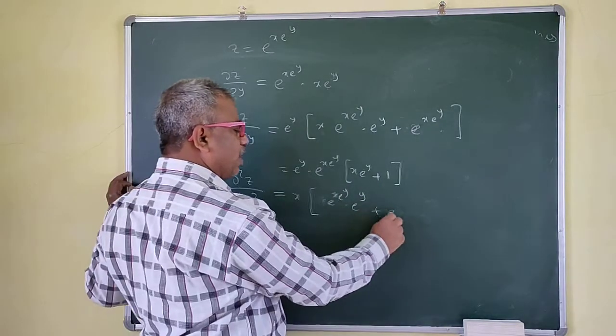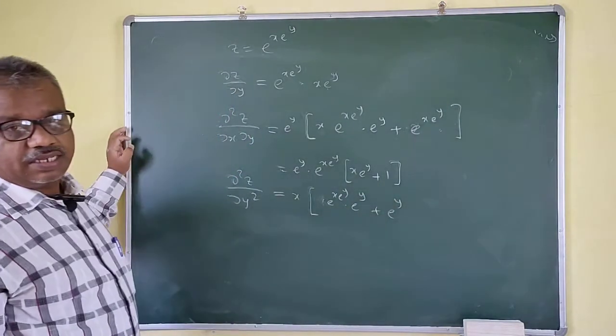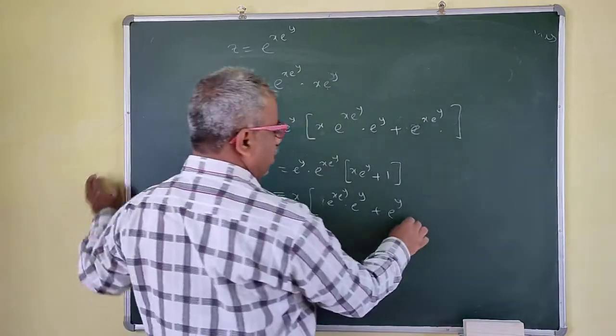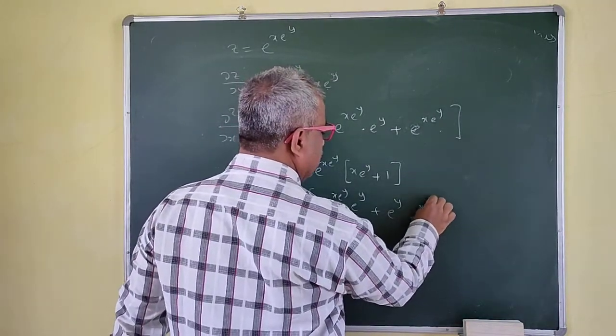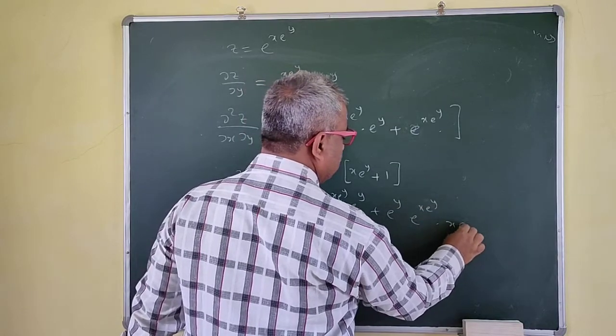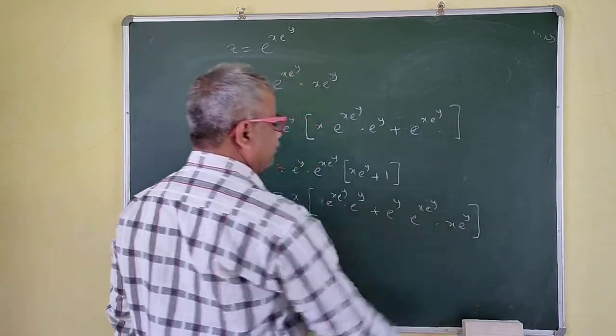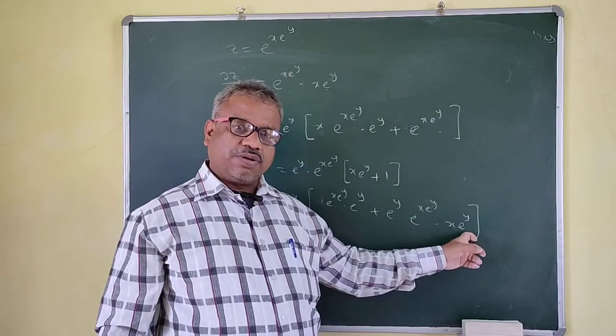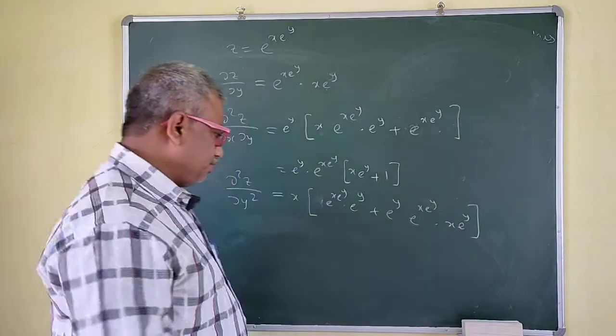Now e raised to y is as it is. The second function as it is, times the derivative of the first function. You have to differentiate this with respect to y now. So e raised to x e raised to y, into x e raised to y, is the derivative of this one with respect to y. X is constant. The derivative of e raised to y is e raised to y.